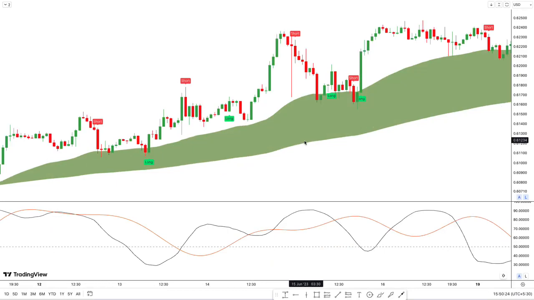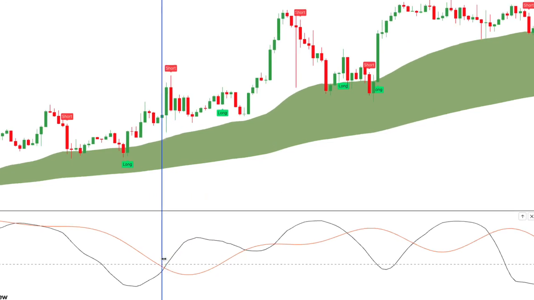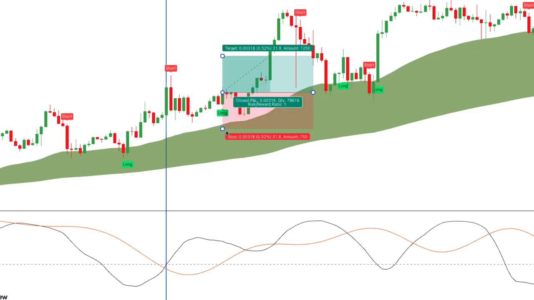In summary, you want both the 2 lines to be below the midline. Then the black RSI line should cross above the signal line. Then you would wait for a long signal to be printed by the Twin Range Filter. At the time the signal is printed, the black RSI line should be above the signal line and it should also be above the midline.